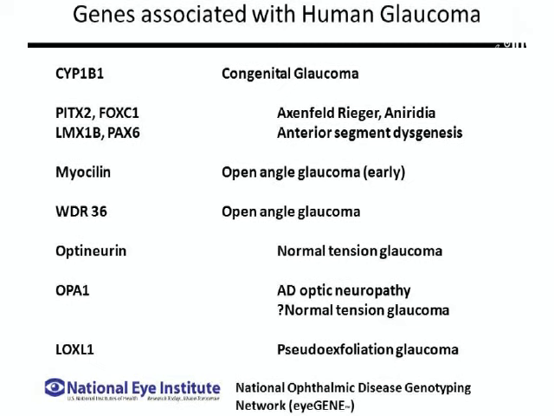And optineurin, again, is not a gene specific only for primary open angle glaucoma. It is also a candidate gene for normal tension glaucoma. If we screen 100 patients, about 15% of them have primary open angle glaucoma and 10% have normal tension glaucoma. Again, this is not a specific gene for primary open angle glaucoma.